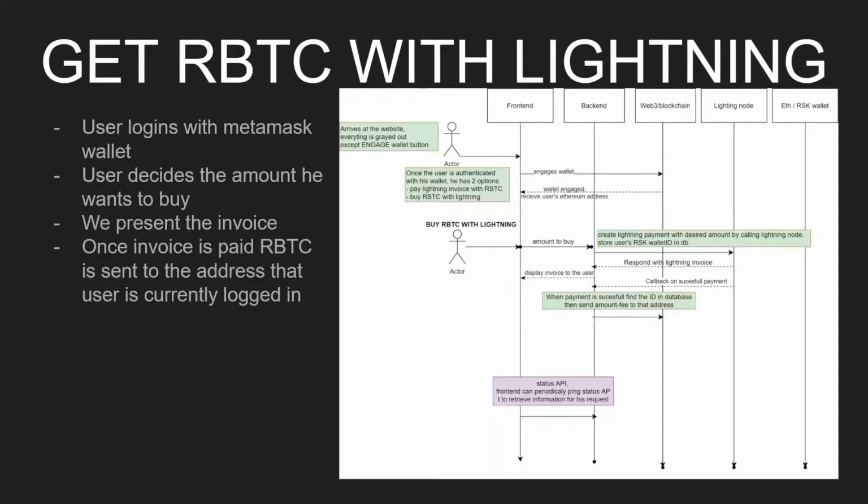So this is the flow for getting RBTC with Lightning. The user logs in with a MetaMask wallet. Then he decides the amount that he wants to buy. Then we present him the invoice, and once the invoice is paid, we send him the RBTC to the address that he provided when logging in with MetaMask.